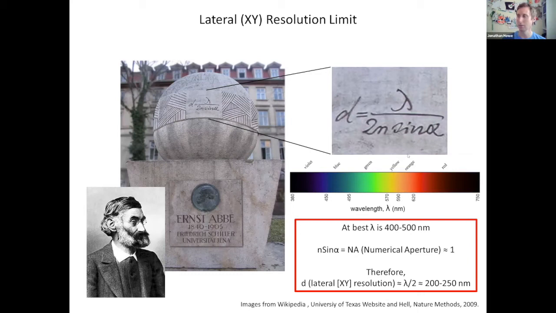Now, if we plug some numbers into this equation, we start off with wavelength. Typically the shortest wavelengths that you might image with in fluorescence microscopy would be in the 400 to 500 nanometer range. This term n sine alpha is the numerical aperture. It's the light collecting ability of the lens. And typically in the lab, the NA is around 1. It can be a bit bigger, can be a bit smaller. So you can essentially plug these numbers in and simplify this equation to lambda over 2, which gives you the value of 200 to 250 nanometers, which I've been talking about up to now.